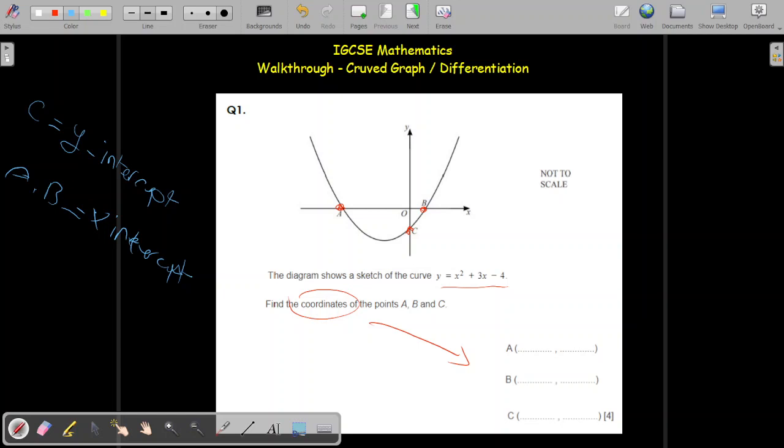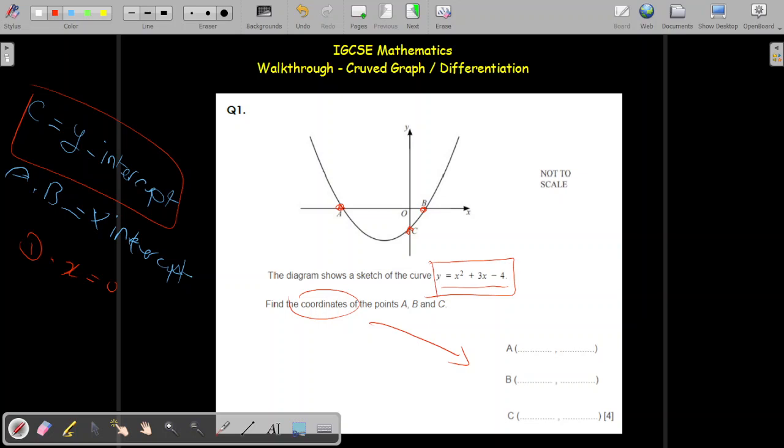The easy way to do it is this. Number one, the easier part is to find the y-intercept. You find it by applying the first step. The y-intercept happens where? It happens when x equals 0. When x equals 0, you can find out the point C. And what do you need to do? You look at your function.